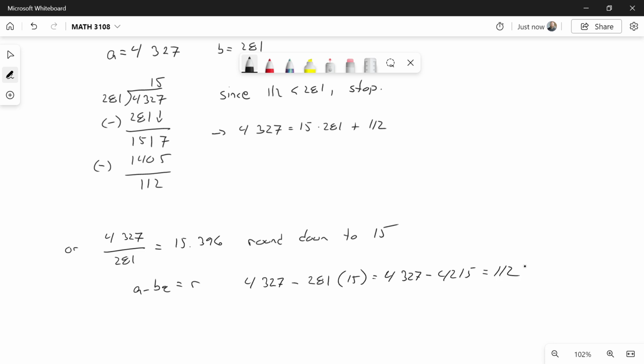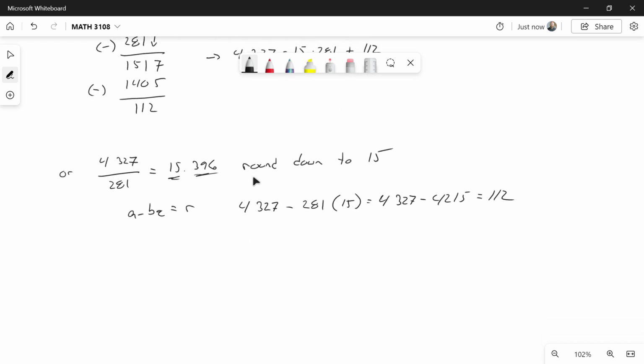So there we go. We end up with exactly the same thing. So we don't really care about the decimal part of this. We just care about the whole number part of this. All right, so let's flip this example here. Let's go to the second one.